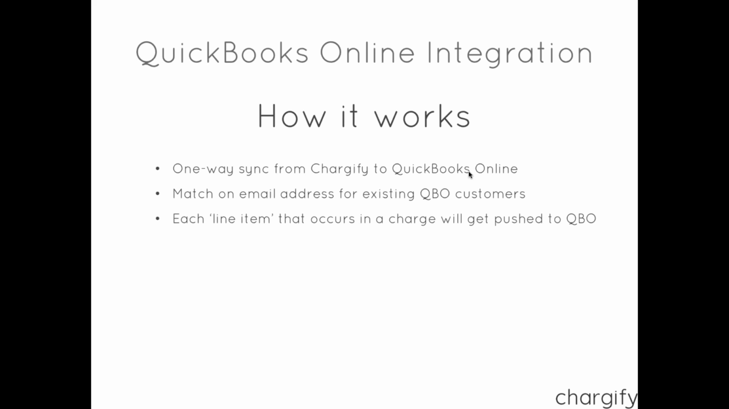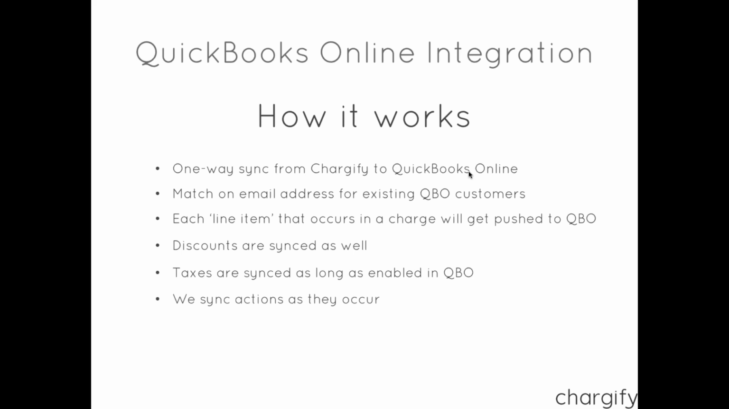Each line item in Chargify will get synced over to QBO. So let's say on a renewal, you have a quantity component allocation, you have a one-time charge that was set to accrue, you have the renewal period. Each one of those items will get synced to QuickBooks, and you'll see examples of this here in a little bit. Discounts, so coupons, will also be synced over as well, and you'll see the percentage discount and the amount that was discounted. If it's enabled in QuickBooks, taxes will be synced over.